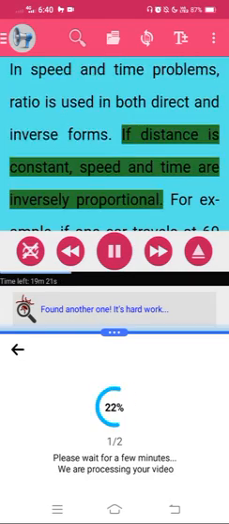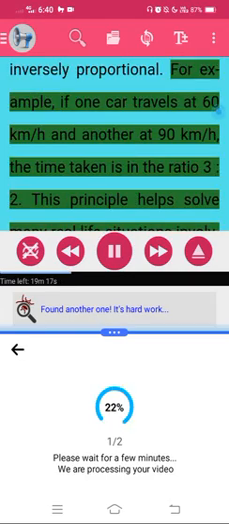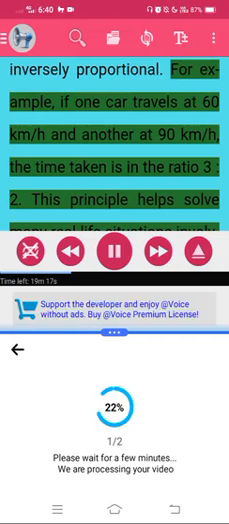If distance is constant, speed and time are inversely proportional. For example, if one car travels at 60 kilometers per hour and another at 90 kilometers per hour, the time taken is in the ratio 3:2. This principle helps solve many real-life situations involving travel time, fuel cost, and transportation planning.